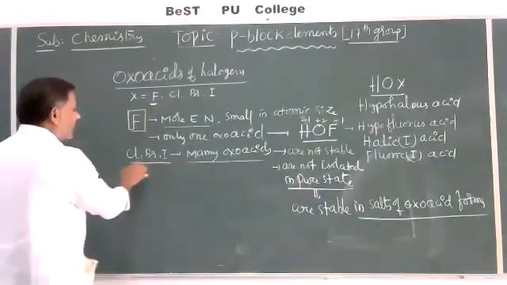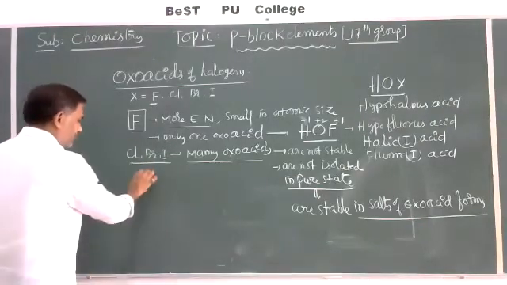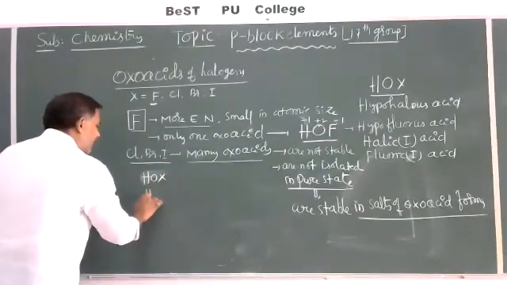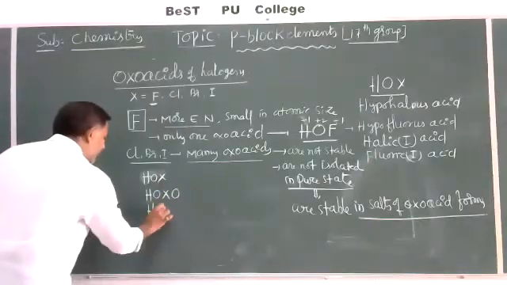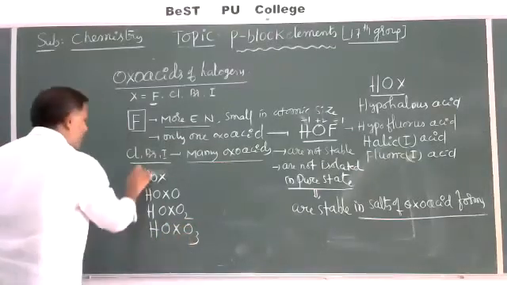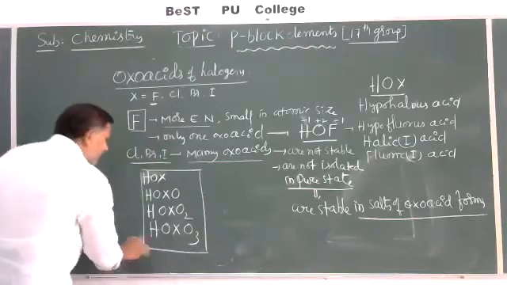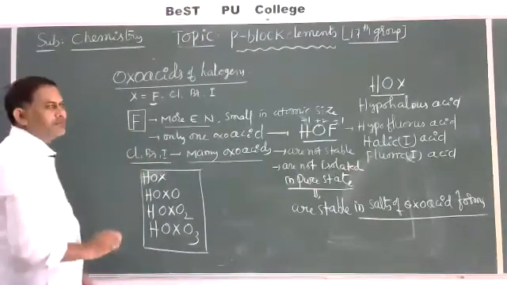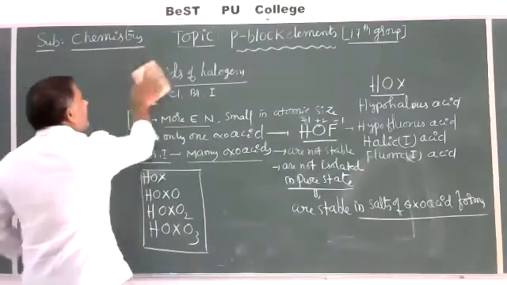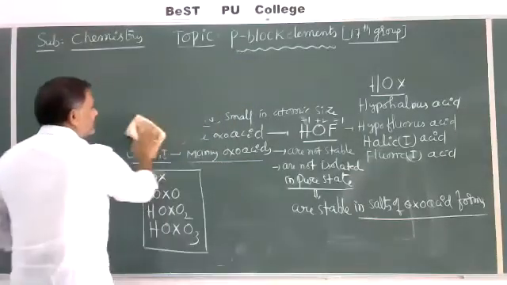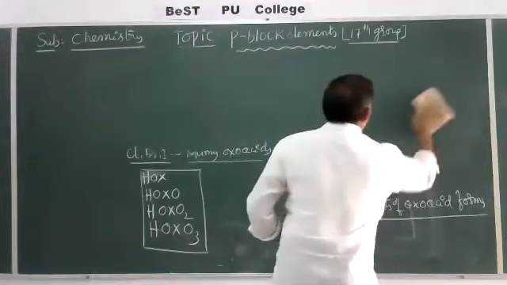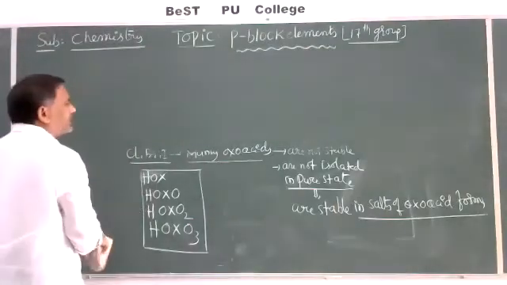Chlorine, bromine and iodine form HOX, HOXO, HOXO2, HOXO3. These are some important oxo acids of chlorine, bromine and iodine. Among these, some important examples are created in an important table. I'll create a table, just note it down, for fluorine, chlorine, bromine and iodine.